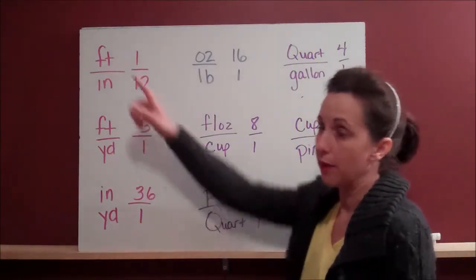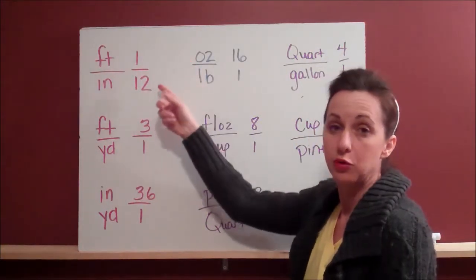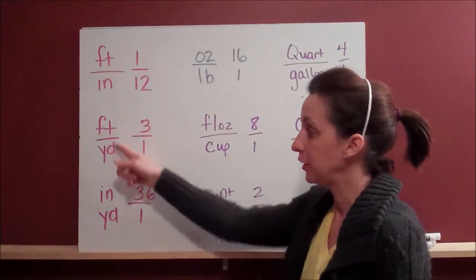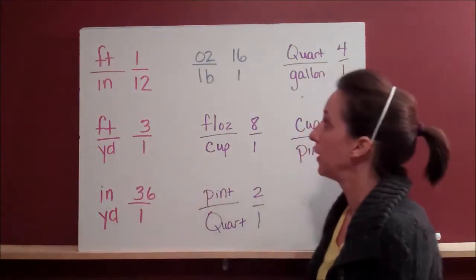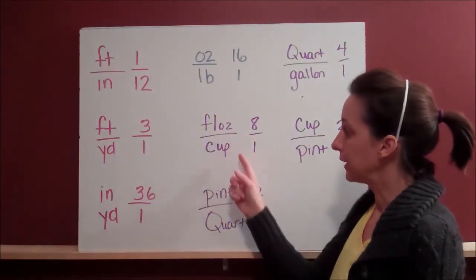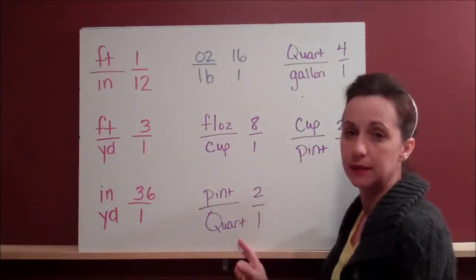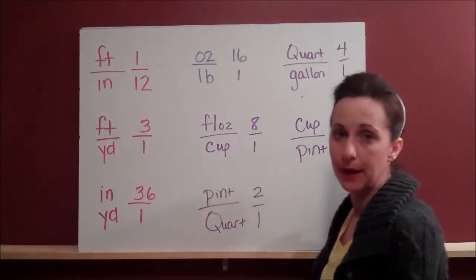The ratio of feet to inches is 1 to 12. For every 1 foot, there are 12 inches. Feet to yard, 3 feet is 1 yard. 36 inches is 1 yard. 16 ounces is a pound. 8 fluid ounces is a cup. 2 pints a quart. 4 quarts a gallon. 2 cups a pint.